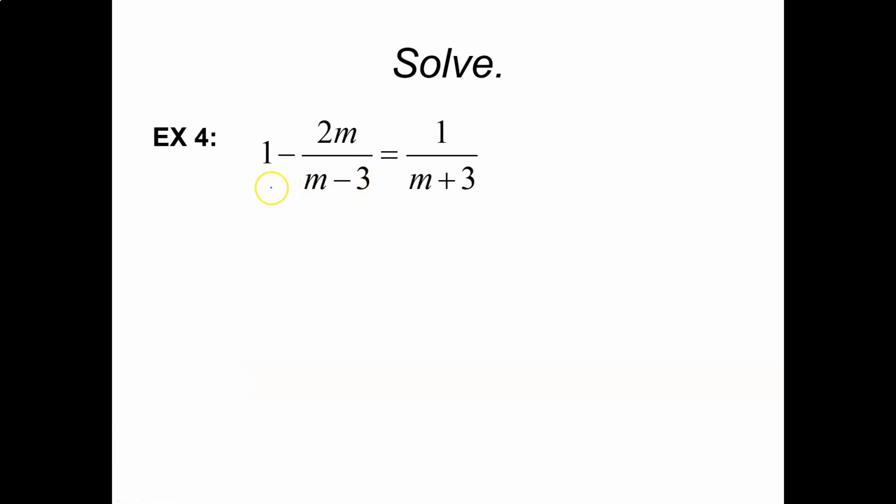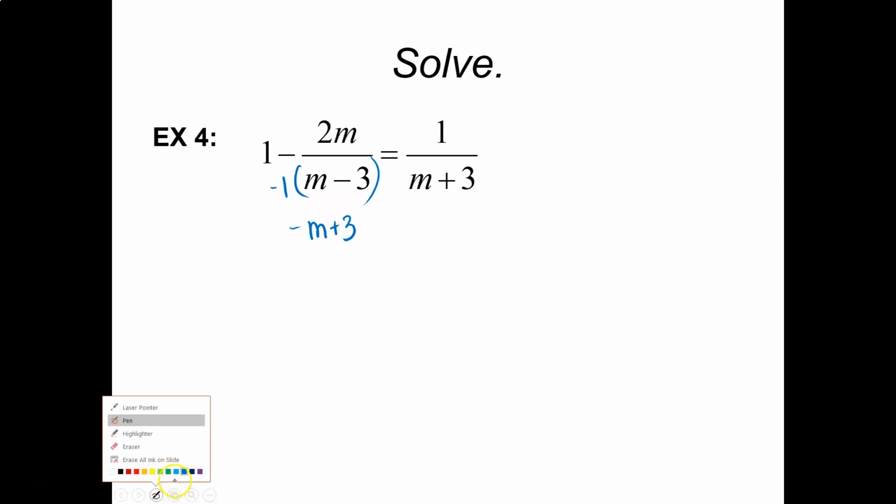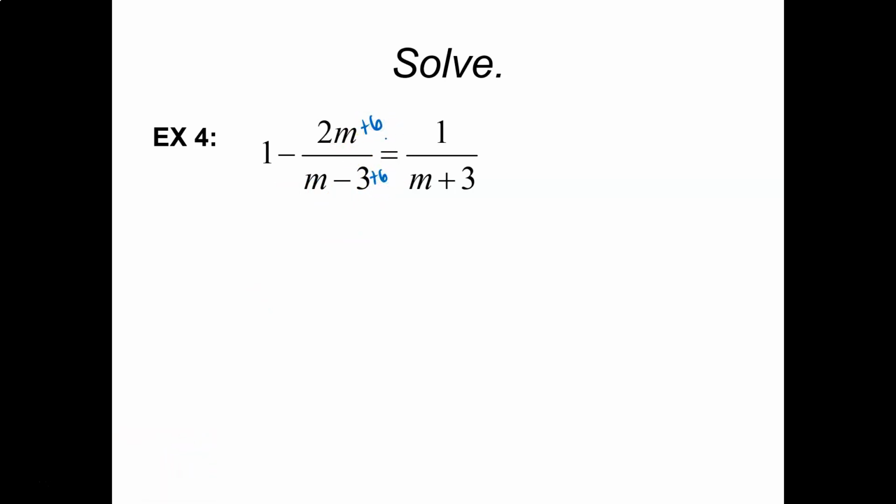Well, if I multiply by negative 1, that's going to give me negative m plus 3. Is that the same? Could I do this? Could I do plus 6 plus 6? That'd give me m plus 3, right? Will that work? If I have 1/2, if I do plus 6 on top and plus 6 on bottom, does it still equal what it equaled to begin with?